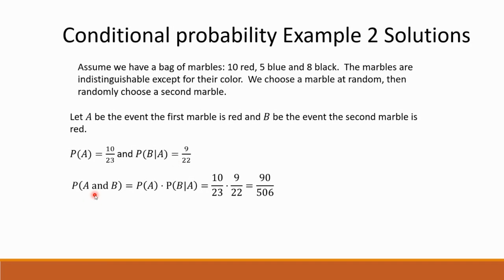So what's the probability of both A and B occurring? It's this product, which is 10 out of 23 times 9 out of 22, which turns out to be this. We're just multiplying them together. That's all we're doing. Okay, that's one example.